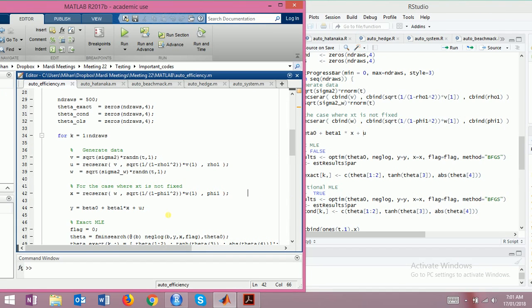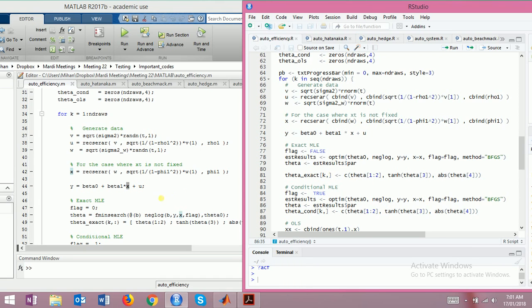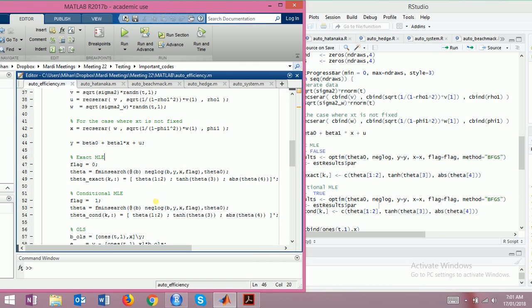Okay, y is equal to beta naught plus beta 1 x plus u. X and u both have been generated beautifully. Then exact maximum likelihood estimation. So for exact, we don't want to raise the flag, it is 0, so the whole thing will run. Fn in search, remember, when do we use fn in search for maximization? When we have the flag. You see, this option flag is included in the function of fn in search. That's why fn in unc and fn in search give you the same optimization function.